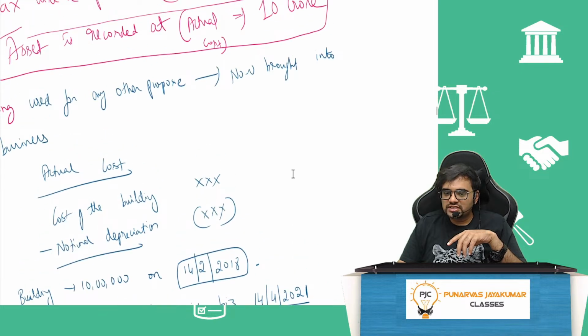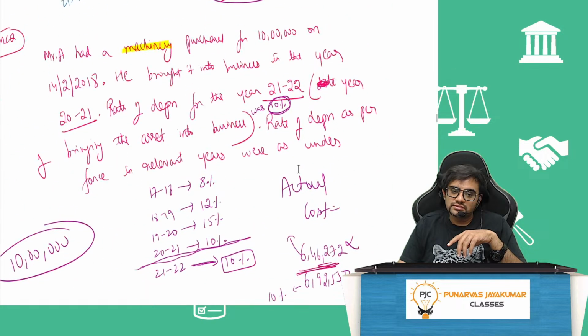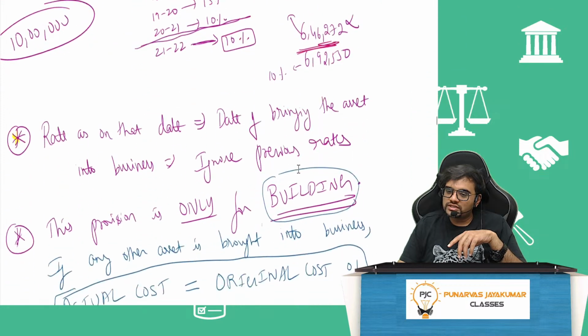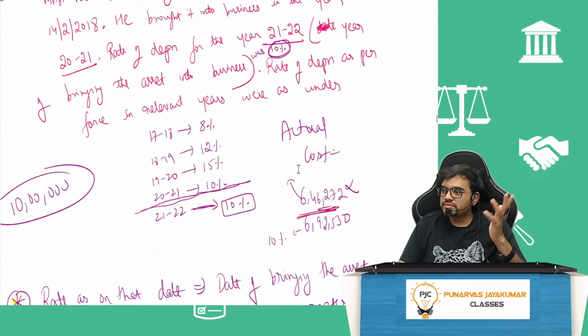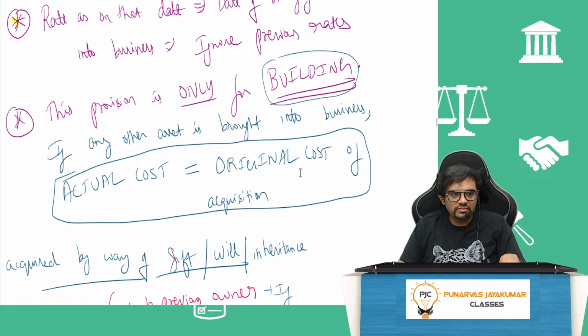Whatever I discussed is only for building, this explanation. See the question, machinery. So what is the answer for this? There is no depreciation concept. Take it fully at 10 lakhs. When will this explanation come? Only when there is a building. So the provision is only for building. Any other asset brought into business, actual cost will be what? Original cost of acquisition. Simple.